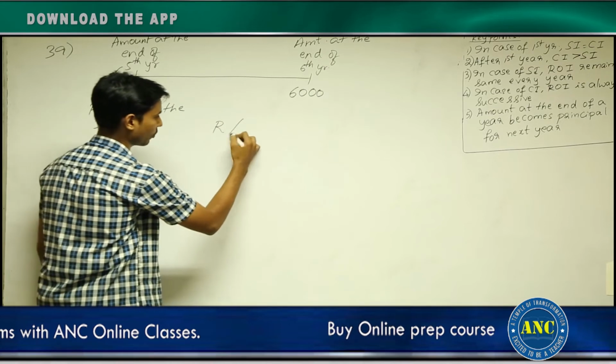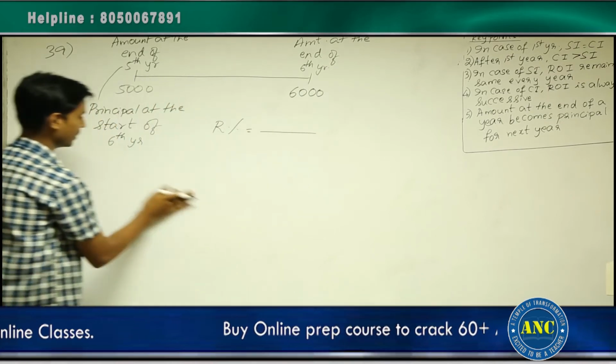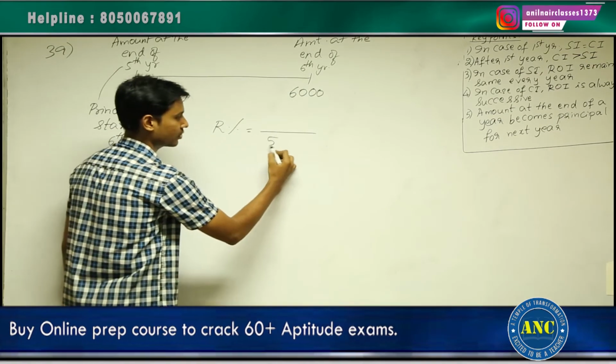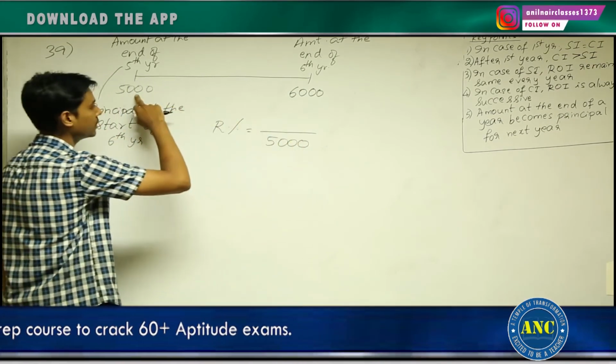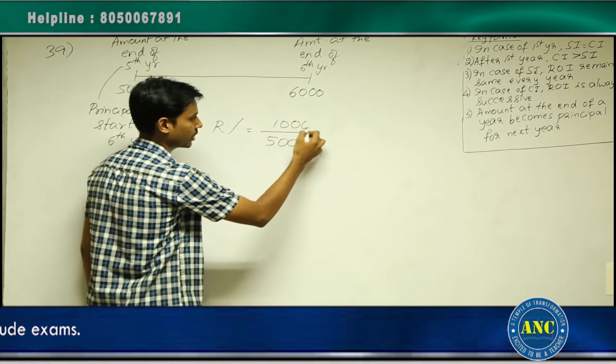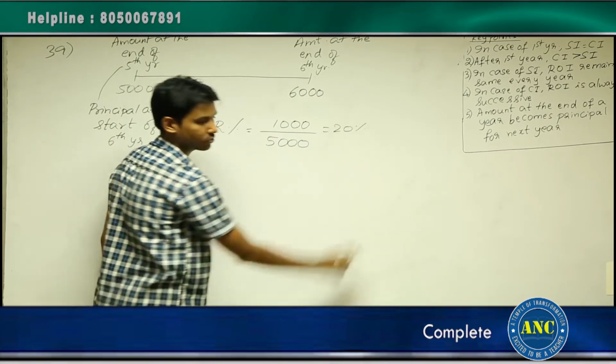Don't use any formulas. Please see here. Rate of interest. Beginning of the year, it was 5,000. Initially, it was 5,000. That should come in the denominator. 5,000 is becoming 6,000. How much increase? 1,000. That should come in the numerator. What is 1 by 5? 20%. Over.